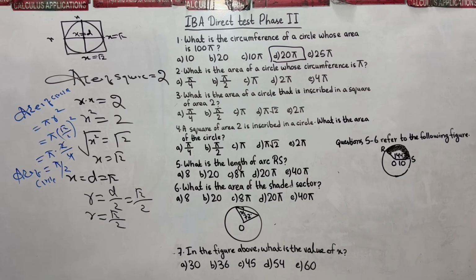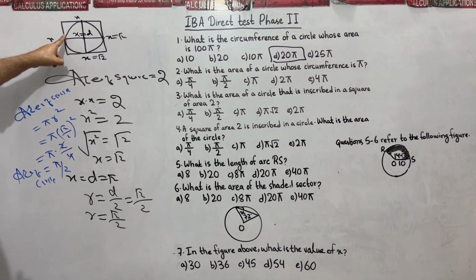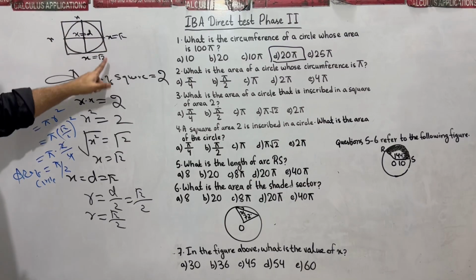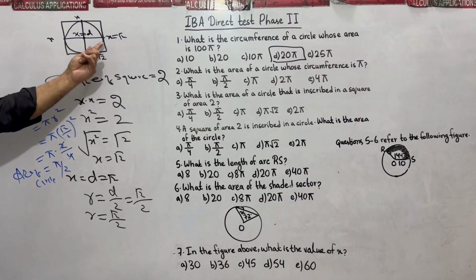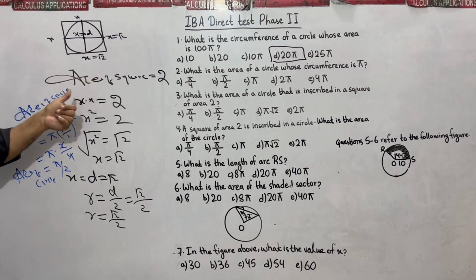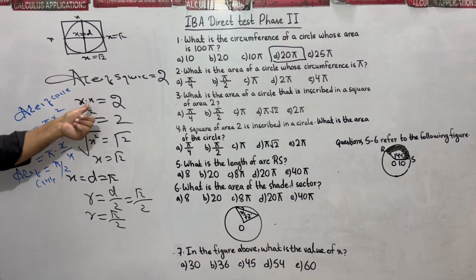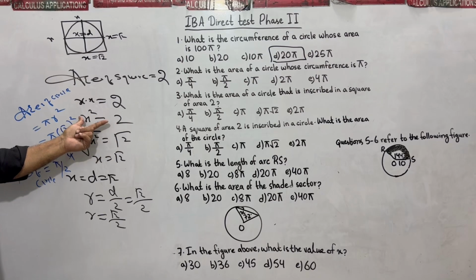We have been given a circle that has been inscribed in a square, and the area of the square is 2. We are familiar that all dimensions of a square are equal: x into x, length into width, x squared is equal to the area. That is the formula for the area of a square, and it is given to us as 2.